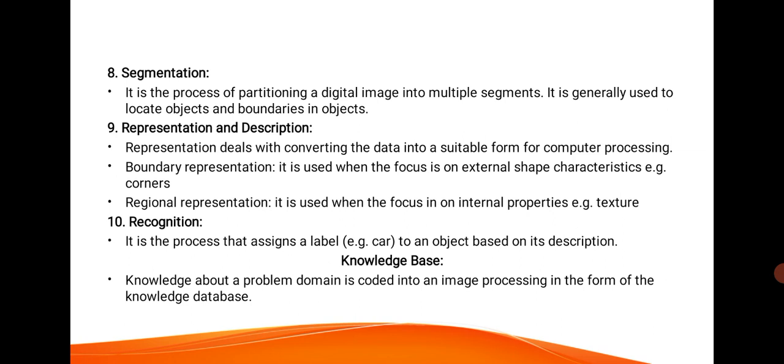Representation deals with converting the data into a suitable form for computer processing. You have two types of representation: boundary representation and regional representation. The last step is recognition. This is the process of assigning a label to an object based on its description. And a knowledge base: knowledge about a problem domain is coded into an image processing system in the form of a knowledge database.